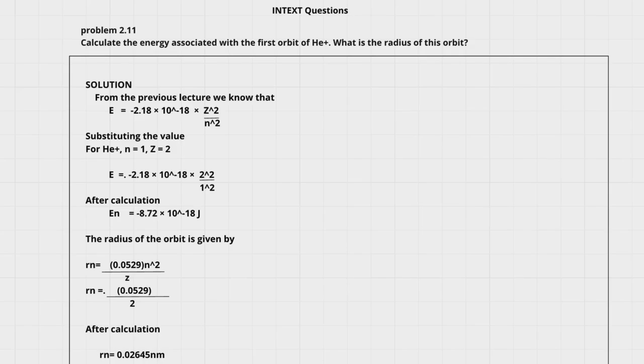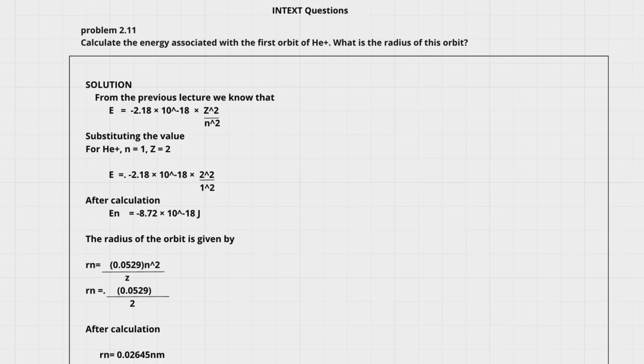Solution. From the previous lecture, we know that En equals minus 2.18 into 10 raised to the power minus 18 multiplied by Z square upon n square. Substituting the values in the given expression of delta E, En equals minus 2.18 into 10 raised to the power minus 18 multiplied by 2 square upon 1 square. After calculation, En equals minus 8.72 into 10 raised to the power minus 18 joules.